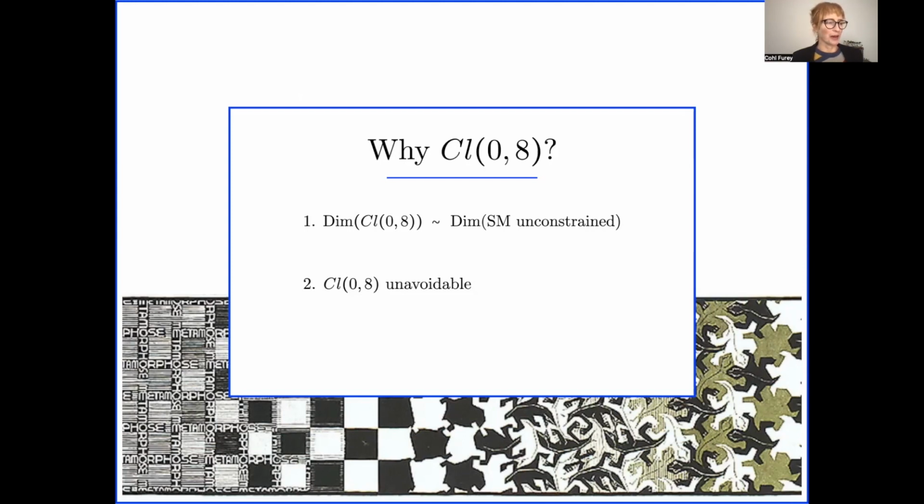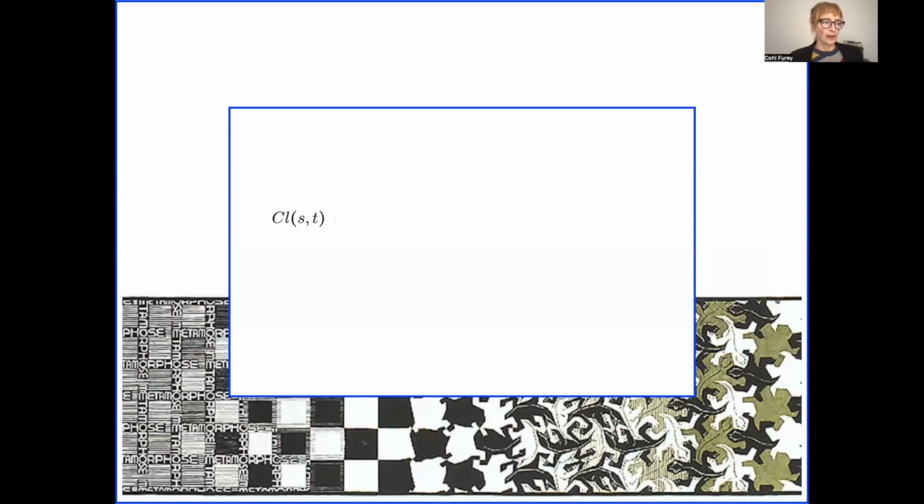Well, what do I mean by unavoidable? Well, let's say we were to consider the space of all real Clifford algebras of the form CLST. Here the S and T can be any integers greater than or equal to 0. So there's an infinite number of these Clifford algebras.